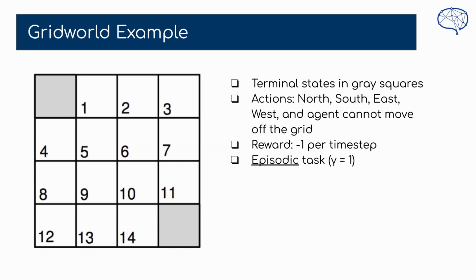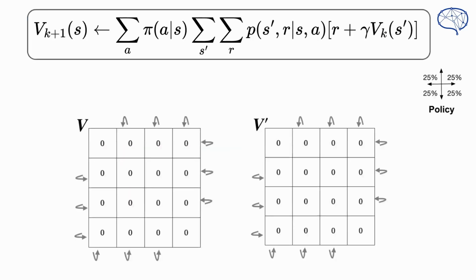And again, your actions are north, south, east, west. If you fall off the grid, you just end up in the same spot. And let's start with a uniform random policy. So if you're in a state, there's a 25% chance of going in any of the 4 directions. So let's do this step by step. Let's start with this blue state right here.